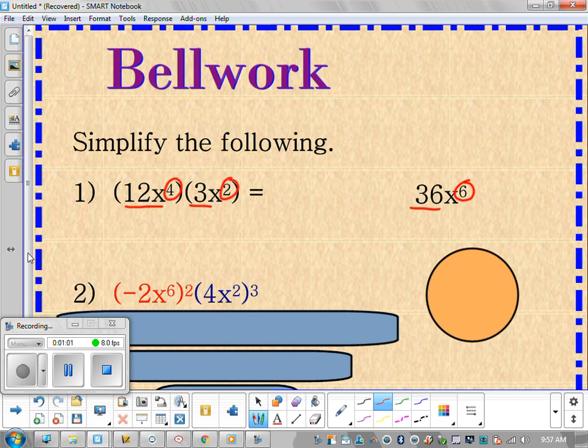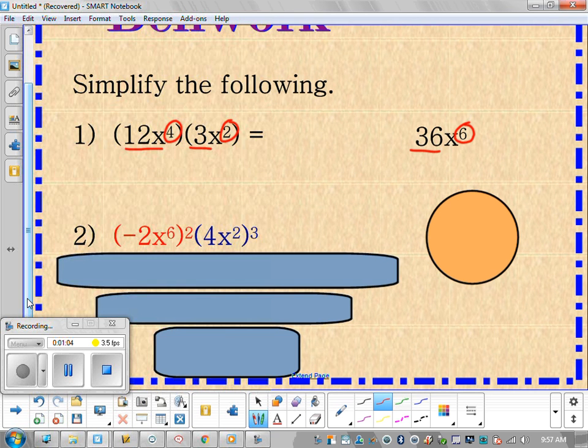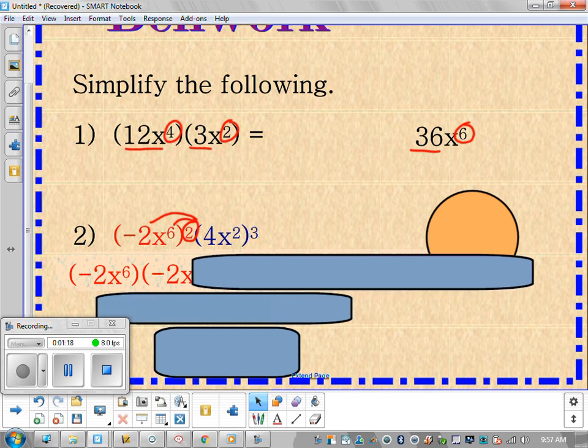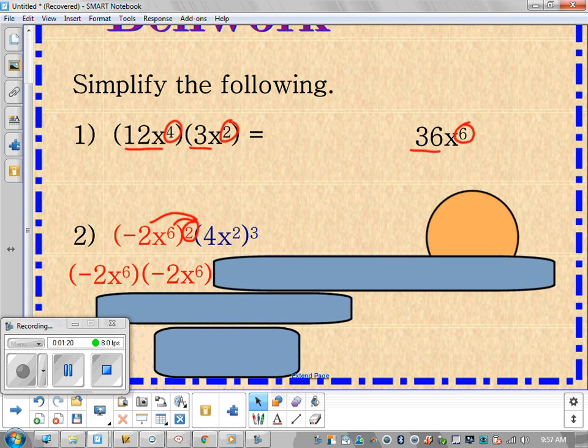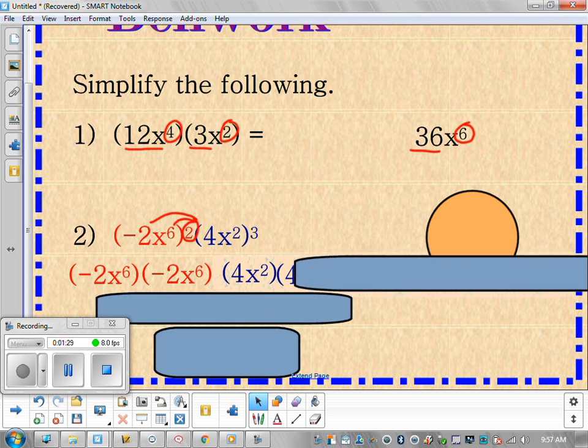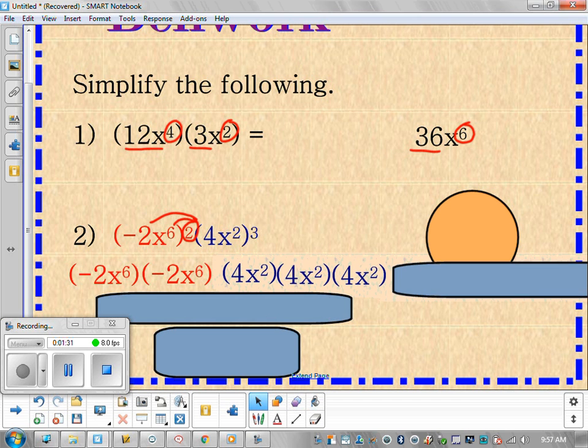Now, number 2 has a little different problem. We have an exponent sitting outside the parentheses. You need to distribute that to the -2 as well as to the x to the 6th. When you do that, that means you have two -2x to the 6th powers. The same is true for the blue. Because the exponent is a 3, that means you have 4x squared 3 times.